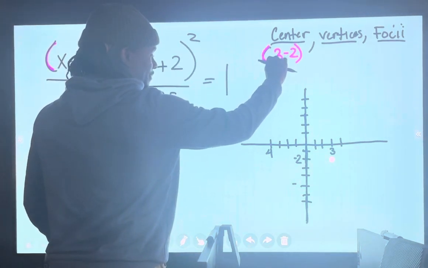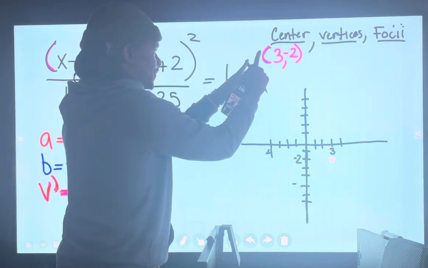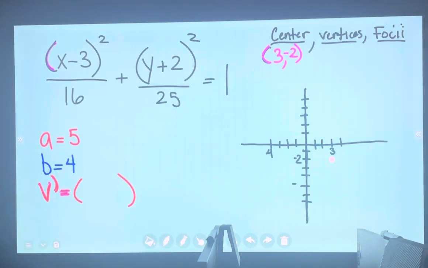Our center, let's do the x first. I want to work backwards so you can see it.